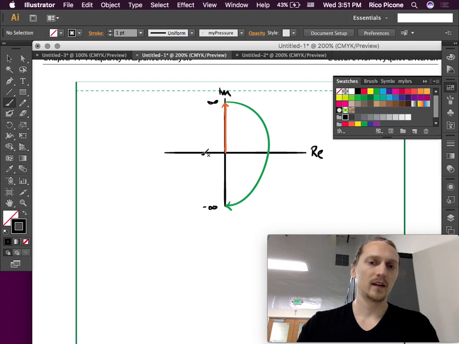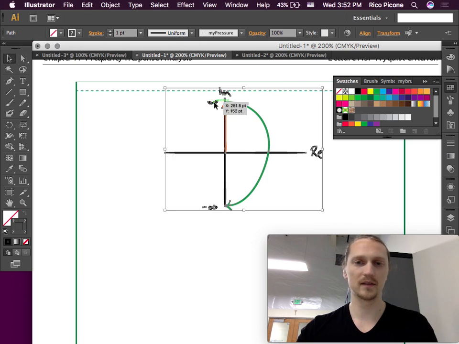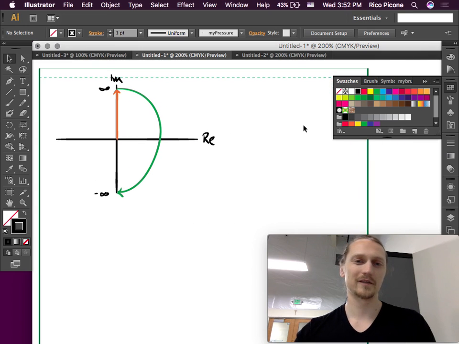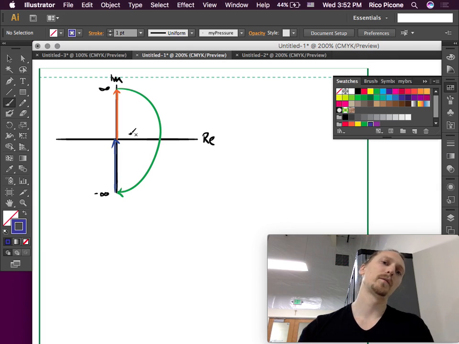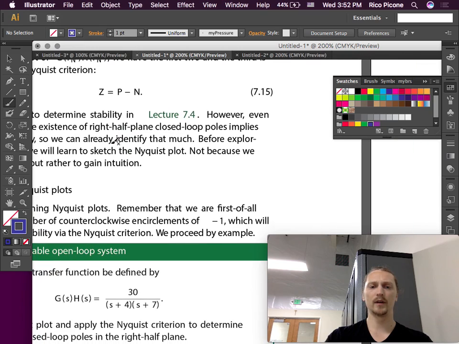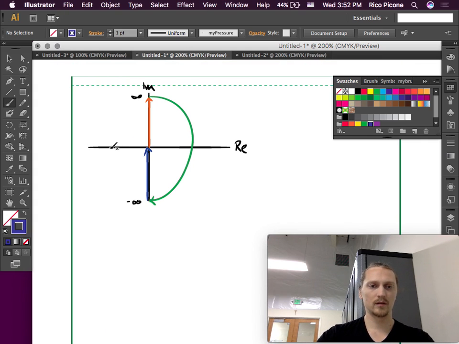Actually, I'm going to move this. Well, we have lots of space. Don't worry, there's not a ton of drawing here. I'm just going to move this over. And then this last line, I'll do blue. So up to 0. So it's a closed contour. And our poles are at -7 and -4, right? Open loop poles, -7 and -4. So we have -7 and -4, not to scale.